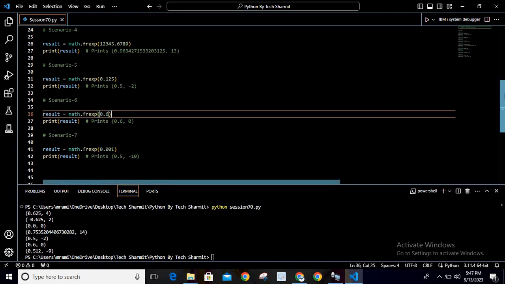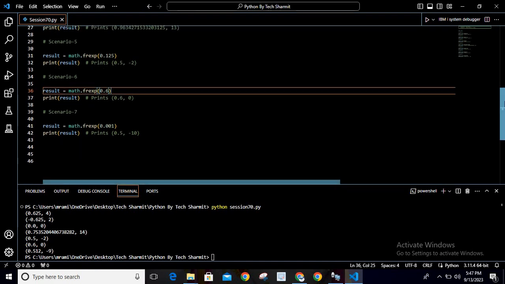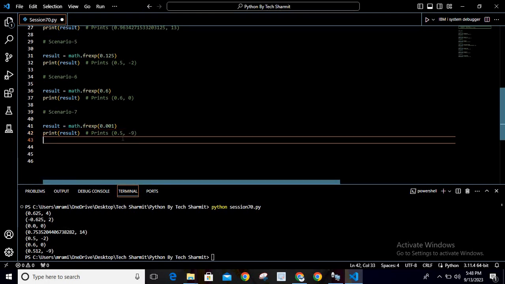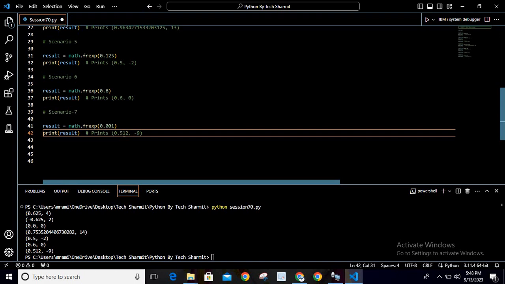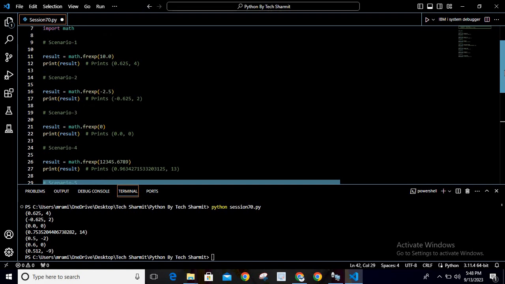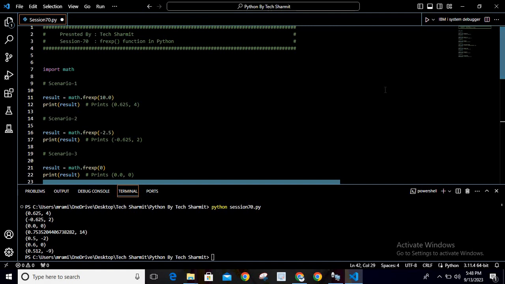And in the last scenario, we are passing a three-decimal-digit value, which is 0.001. The equivalent exponent we are getting here is not 10, it's minus 9. So it will return 0.512 and minus 9. Basically, what this function is doing is breaking down the passed number into two portions. First one is the fraction and second one is the exponent. It can accept negative values, it can accept decimal values, it can accept 0, and accordingly it will return the output. I hope it is clear to all of you.